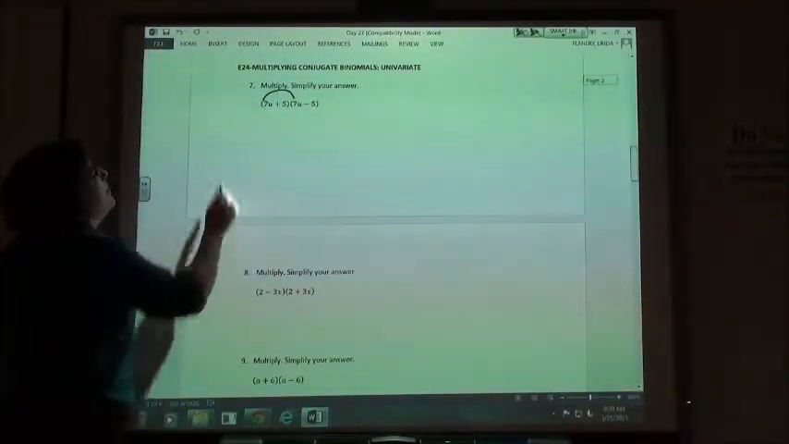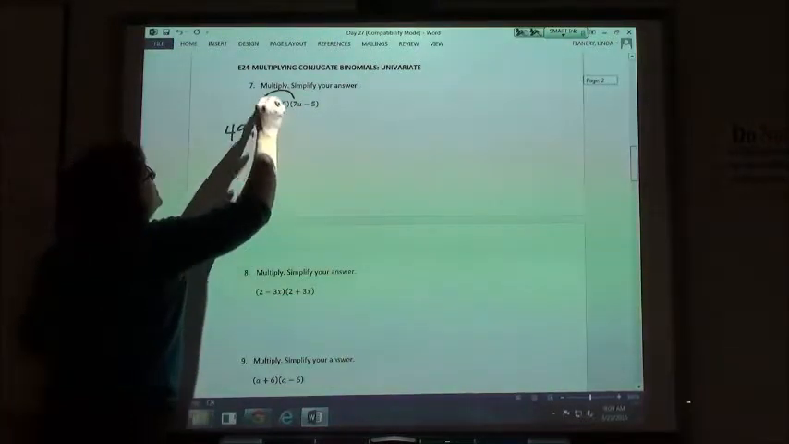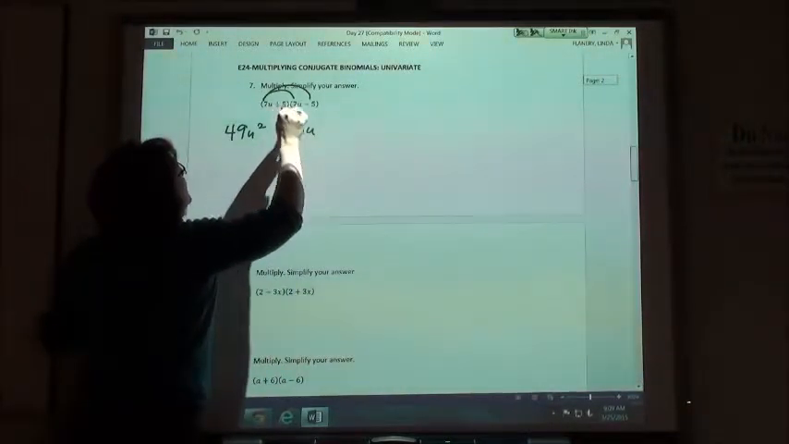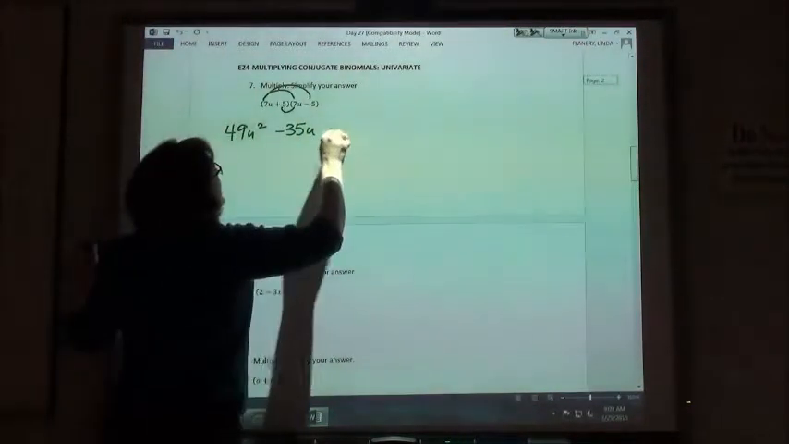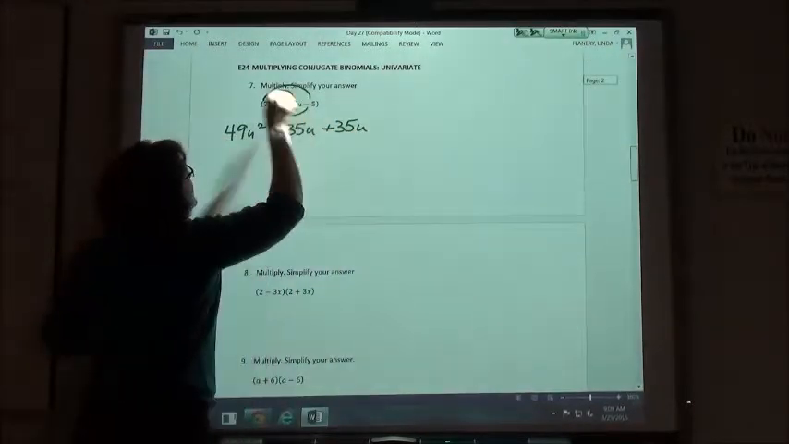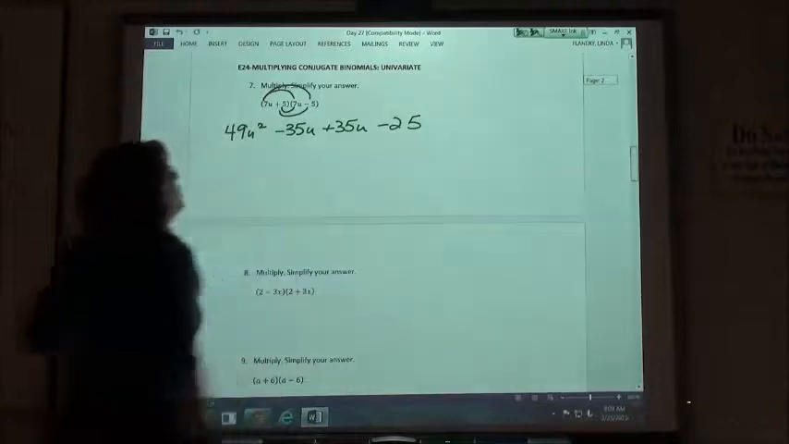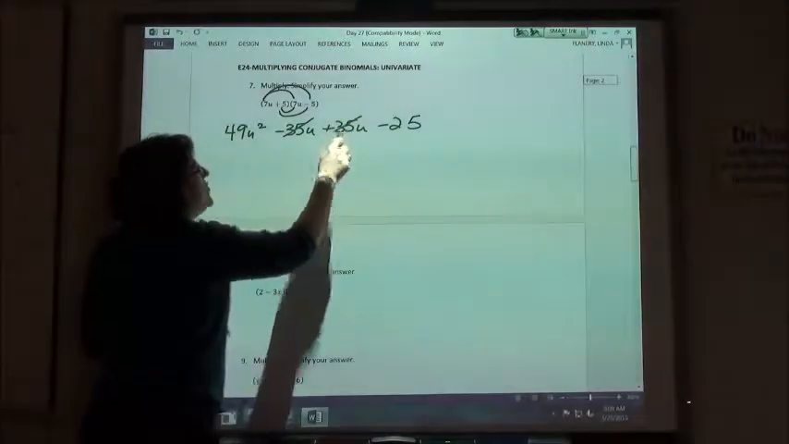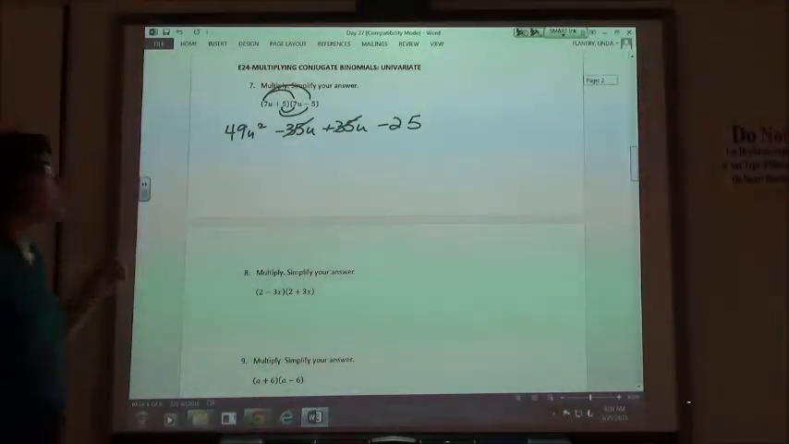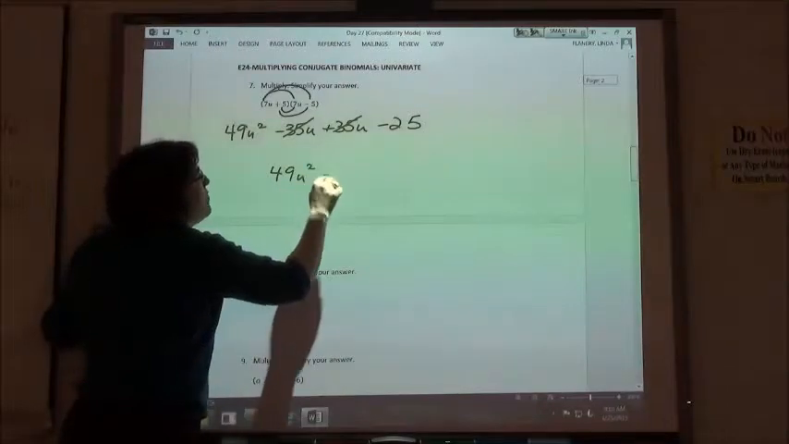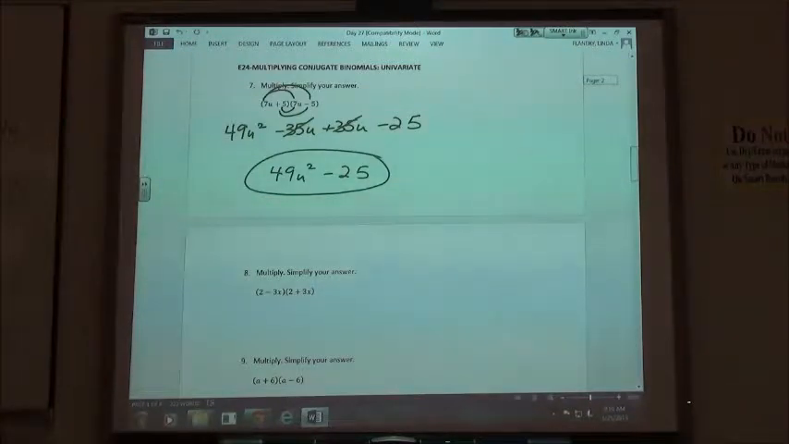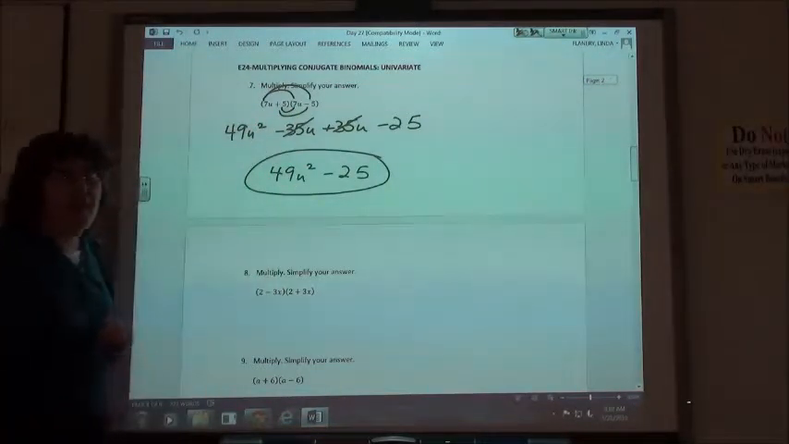7u times 7u, 49u squared. 7u times a minus 5, minus 35u. On the inside, 5 times 7u, plus 35u, and then the last, negative 25. So when you multiply conjugates, the middle terms end up being opposites. They're going to cancel out, and you're going to get what's called the difference of perfect squares. 49u squared minus 25. Both of those are perfect squares, and you're subtracting, and therefore it's the difference of perfect squares. When you multiply conjugates, that should always happen.